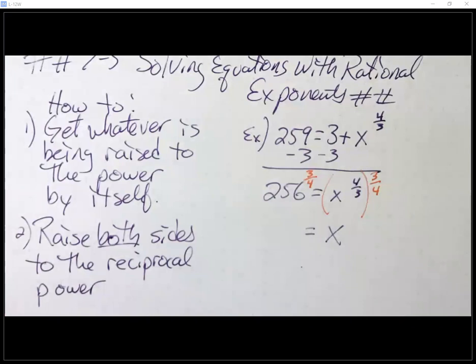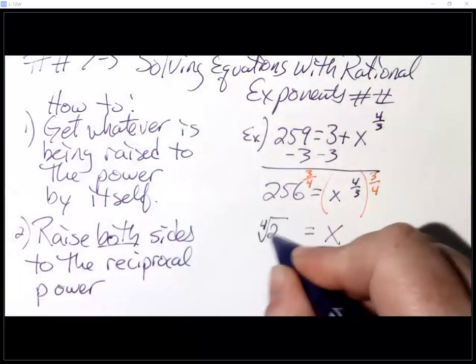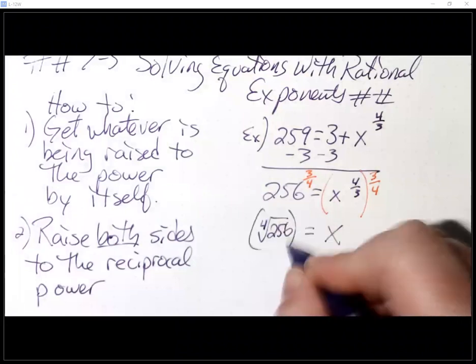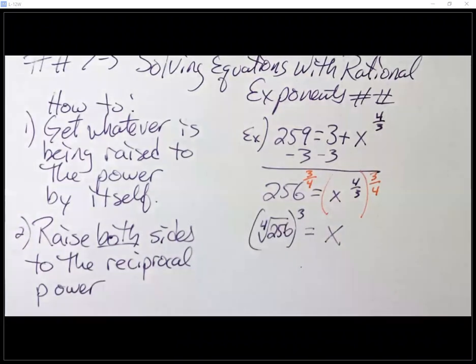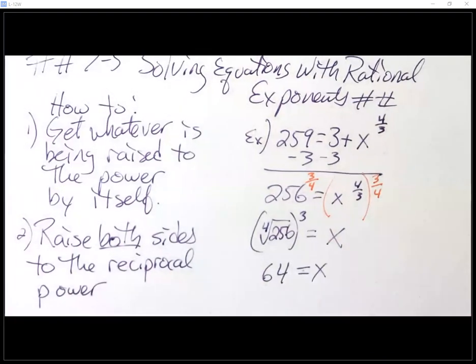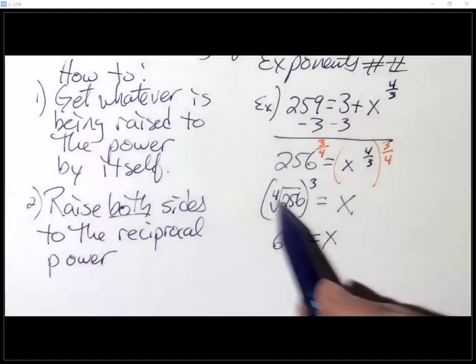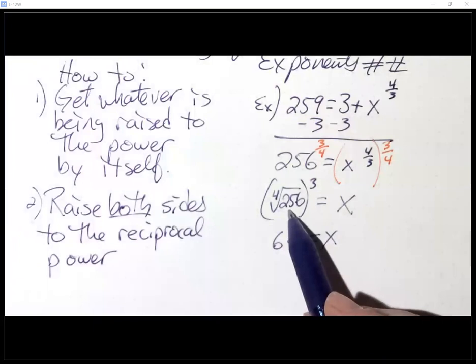So I'll write it here. We're really doing the 4th root of 256, and then we will cube that answer. So what did we say it was? 64? And just like that, I'm done. So I guess step 3, once you raise both sides, 64, because the 4th root of 256 is 4, and then 4 cubed.